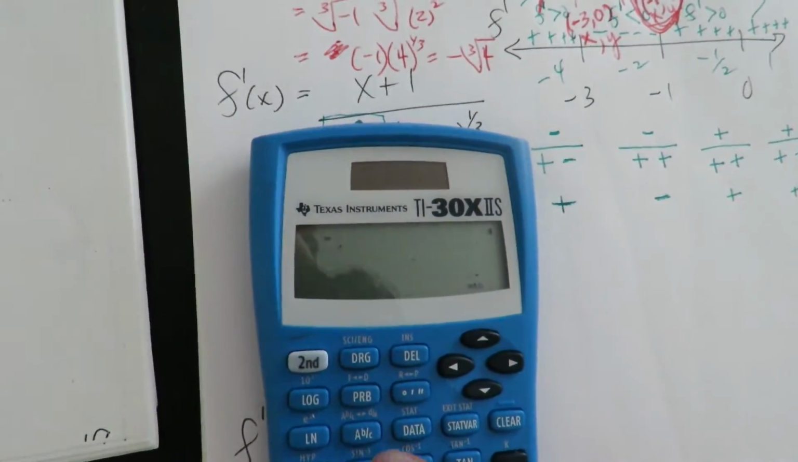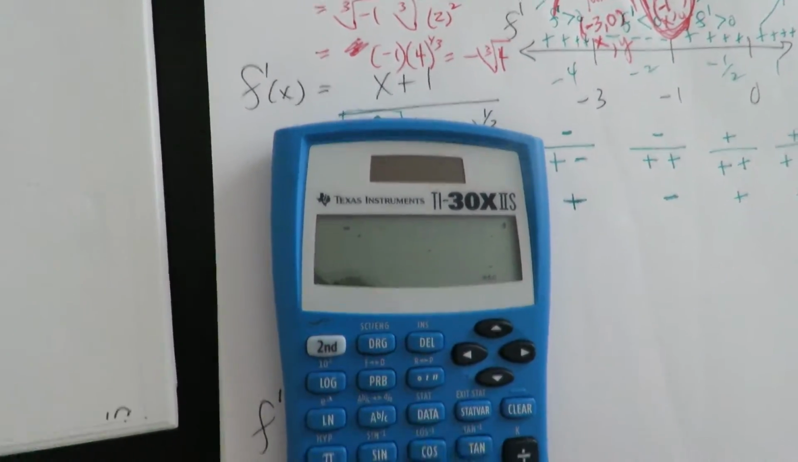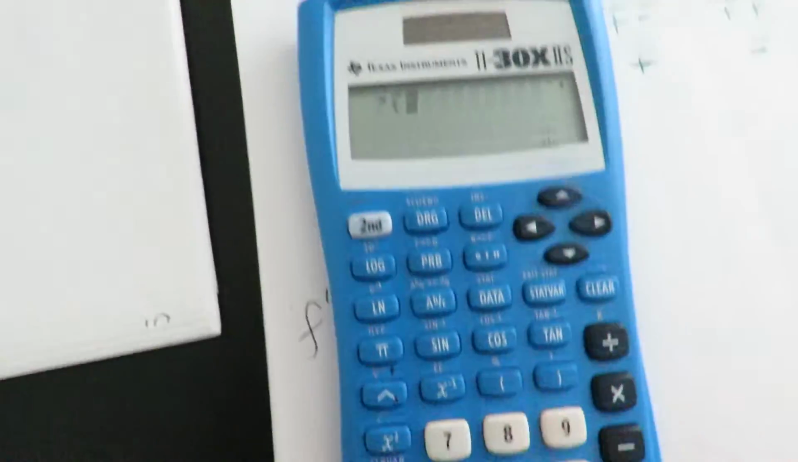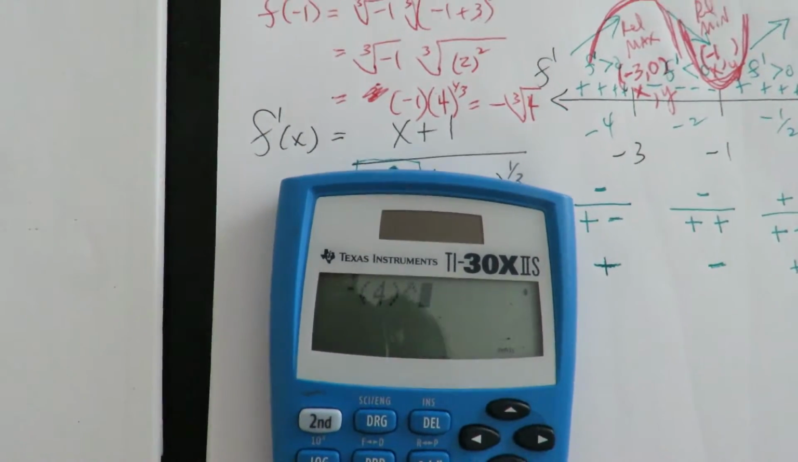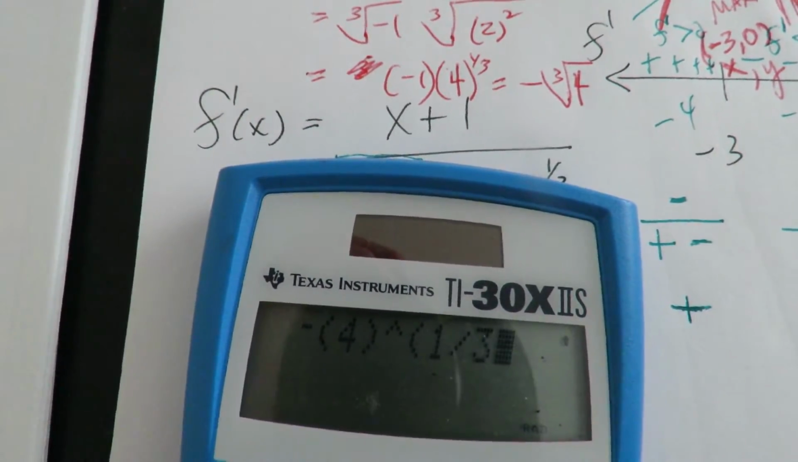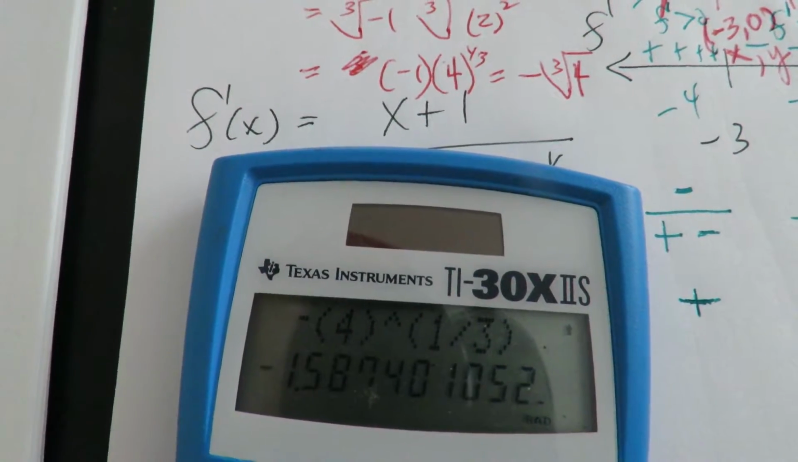Oh, that might be easier for everybody. Let me just go ahead and do that. So I'm going to take the 4 and I'm going to raise it, see, I'm raising it to the 1 divided by 3. That'll give you the same answer. That might be easier for you guys to see.